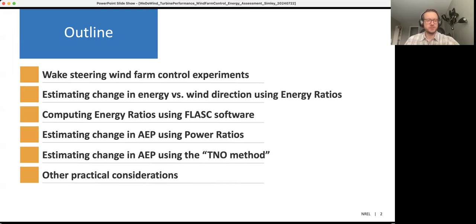Also, a little bit about myself. I've been at NREL for about 6 years now, mostly working on wind farm control and wake modeling applications. Before that, I worked mostly on LiDAR assisted control and other wind turbine control applications.